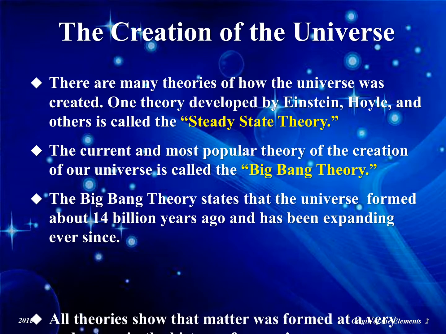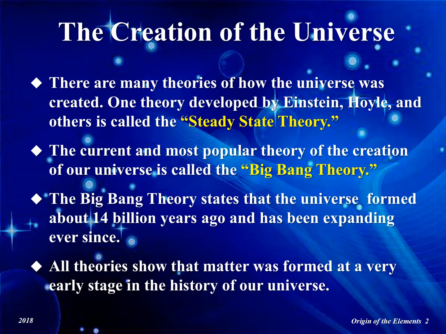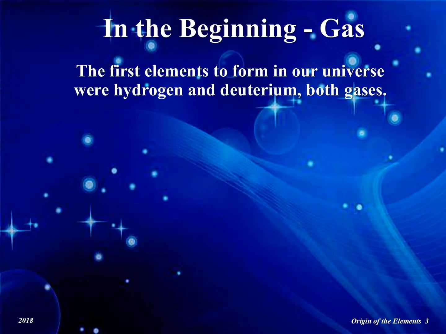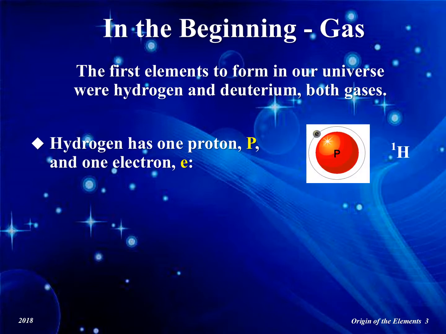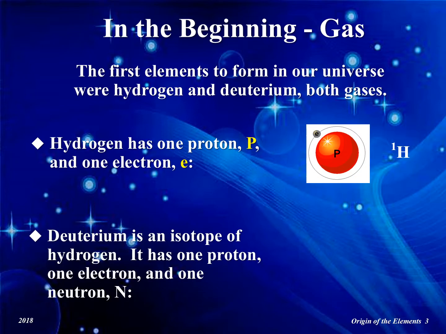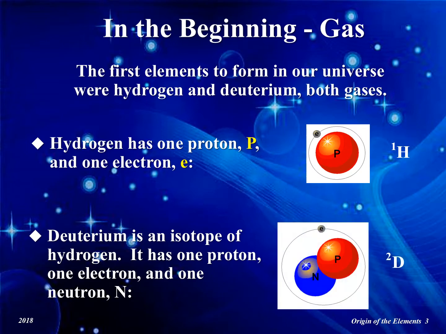All theories state that matter was formed at a very early stage in the history of our universe. The first elements to form in our universe were the gases hydrogen and deuterium. Hydrogen has one proton, P, and one electron, E. Deuterium is an isotope of hydrogen. It has one proton, one electron, and one neutron, N.